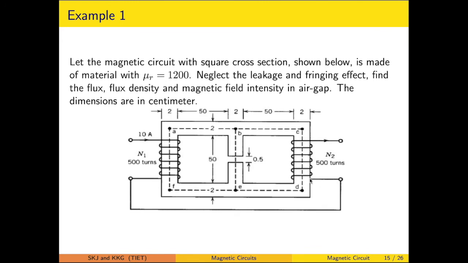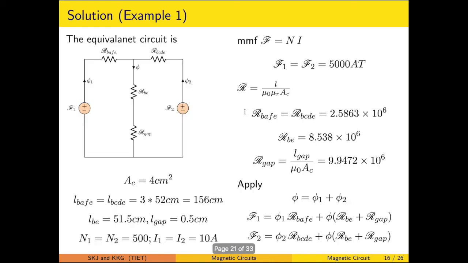Now, the example we are considering in these magnetic circuits: this is one source of MMF, and this is another source of MMF, because they are carrying the same current of 10 ampere. This is the central limb. The flux generated by source two and the flux generated by source one go through this. Here the permeability is specified, that is 1200. We are told to neglect the leakage and fringing effect, and we are interested in finding the flux density and magnetic field intensity in the air gap.